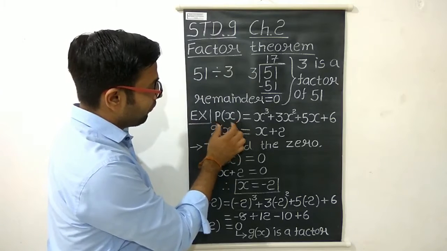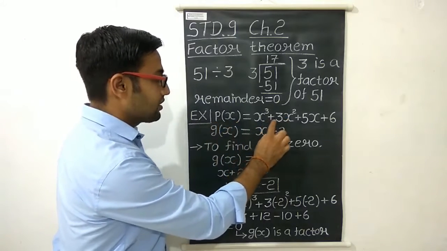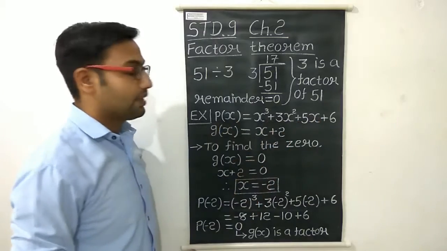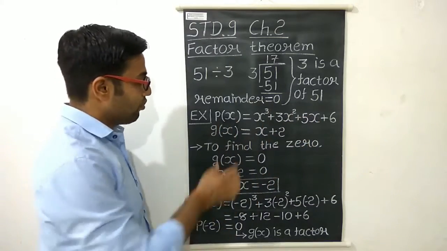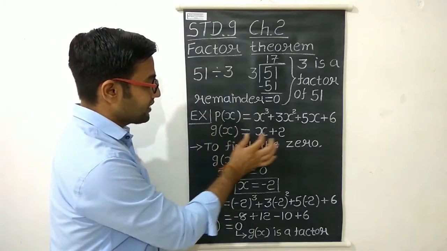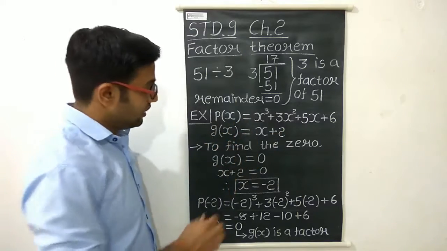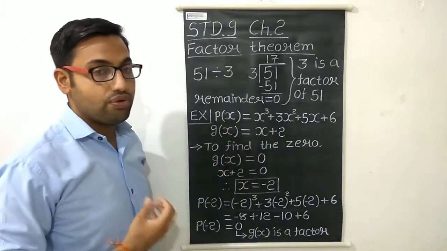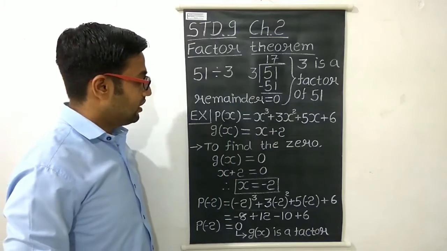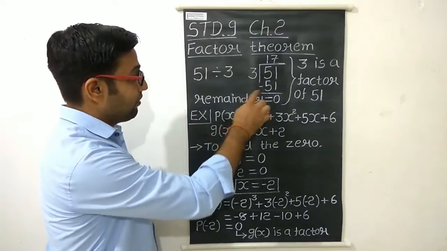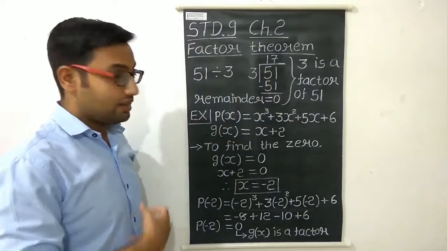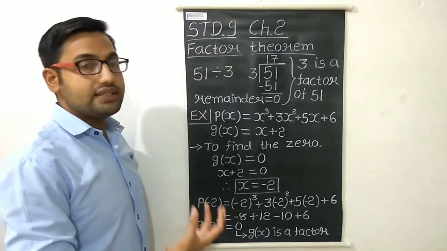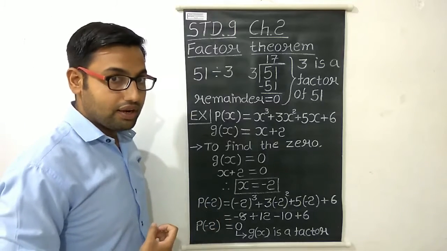The polynomial p of x is equal to x cube plus 3x square plus 5x plus 6. This is our dividend polynomial. We want to divide this polynomial by g of x is equal to x plus 2. So this x plus 2 is our divisor polynomial. Now we do not need to divide like this because we have the remainder theorem. By the remainder theorem we can easily find the remainder, right?